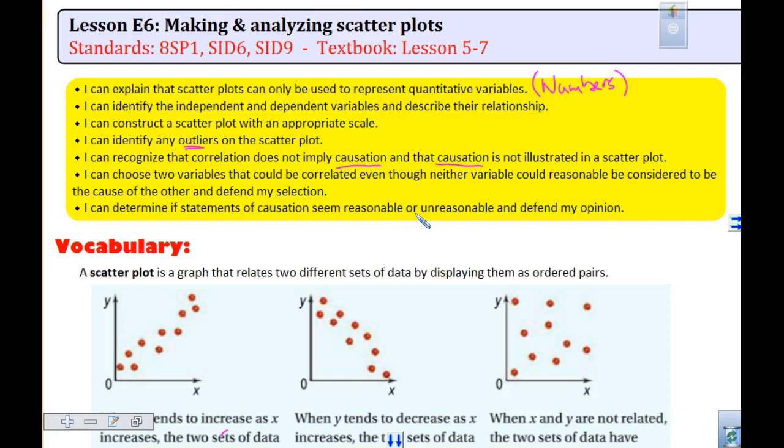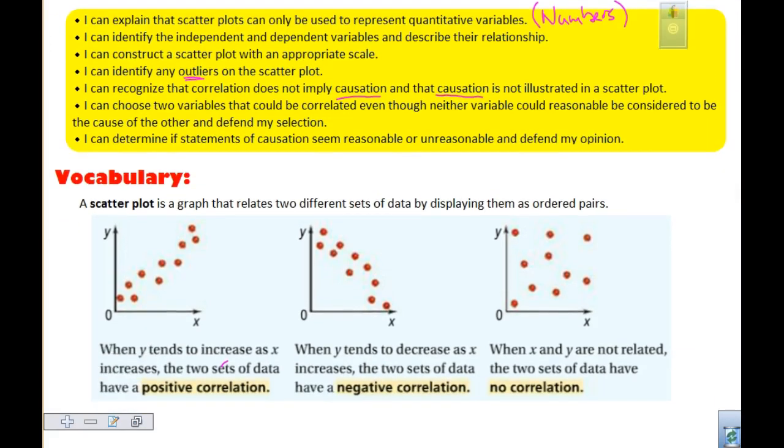I can choose two variables that could be correlated, even though neither variable could reasonably be considered to be the cause of the other, and defend my selection. And then I can determine statements of causation that seem reasonable and unreasonable. So that's what we're going to be going through today in your notes.